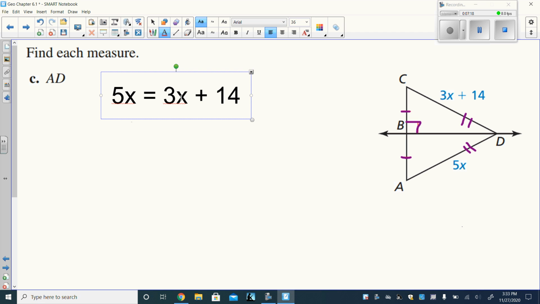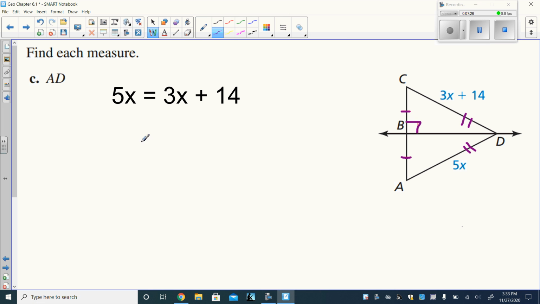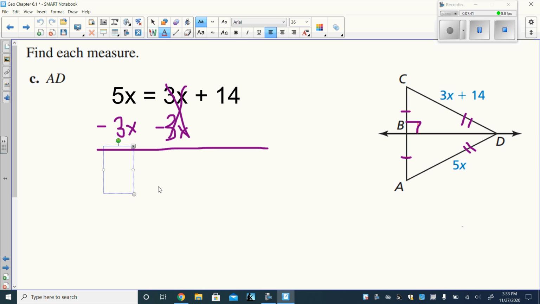Now looking at this, we have 5x equals 3x plus 14. And we want to solve this so that we get x by itself and we see what x is equal to. Well, the first thing we need to do is get x on the same side. So I'm going to subtract 3x from both sides. Because here, 3x minus 3x, these are going to cancel. Well, 5x minus 3x leaves us with 2x is equal to 14.